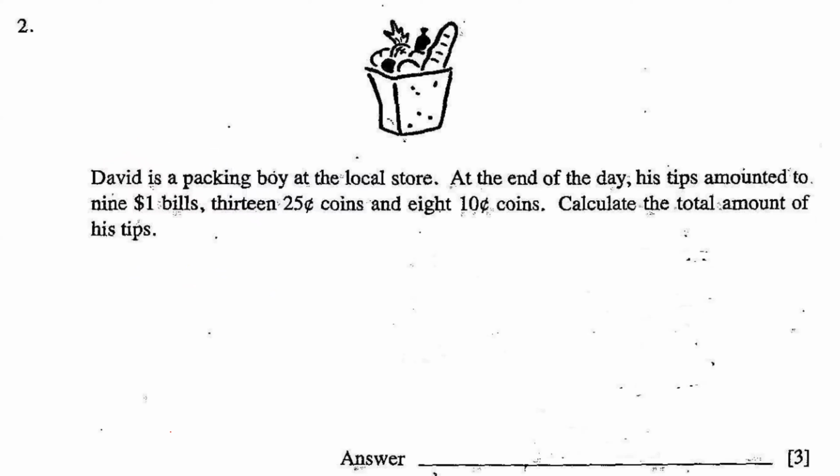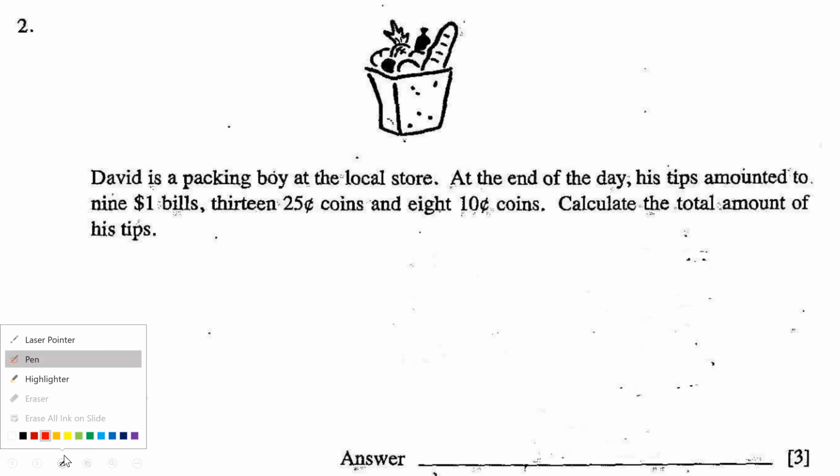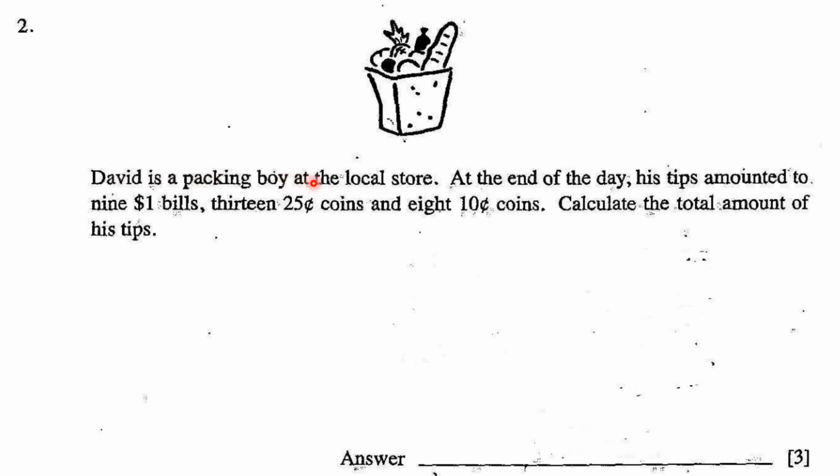All right. So for number 2, we have a parking boy. And so it says, David is a parking boy at the local store. At the end of the day, his tips amounted to 9 $1 bills, 13 25 cent coins, and 8 10 cent coins. Calculate the amount of his tips. So in order for us to figure out the total amount of tips, we're definitely going to add, because they say total amount of tips.